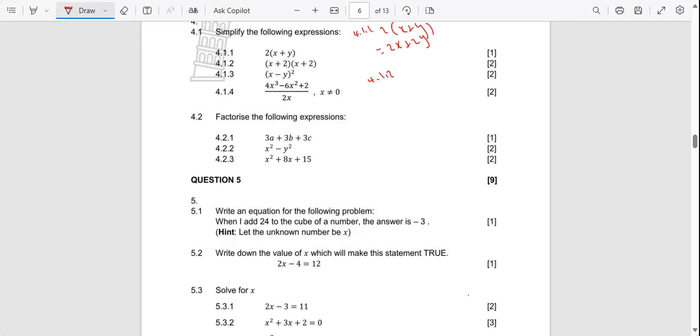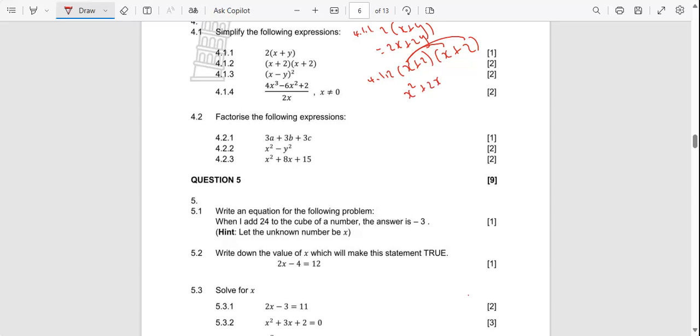4.1.2. We're going to multiply out here: (x plus 2) times (x plus 2). This x will multiply everything that is in here. We'll start with this one, and then after that I'll multiply again with this one. X times x is going to be x squared. X times 2 is going to be 2x.